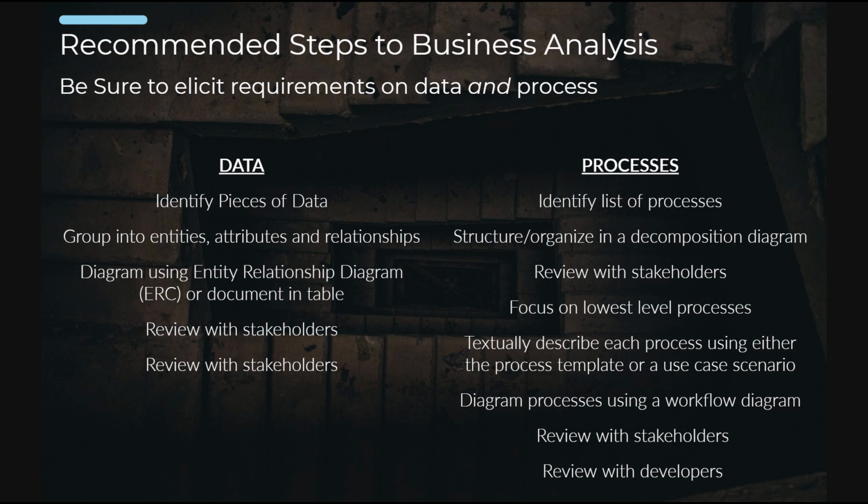For processes, you'll identify a list of processes, right? Processes that the business is doing. You'll structure and organize those in a decomposition diagram. You'll review those with stakeholders. You should focus on lowest level processes, right? Not the higher level, because you want to get down to the detail. And then textually describe each process using either a process template or use case scenarios will work for that.